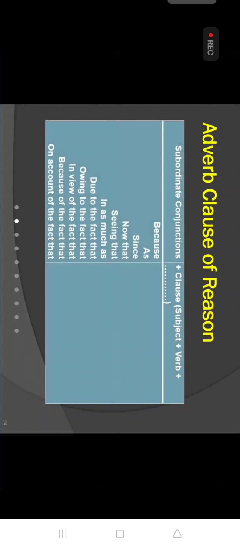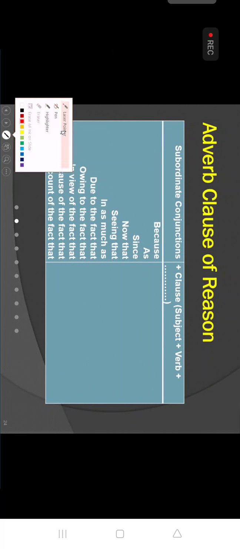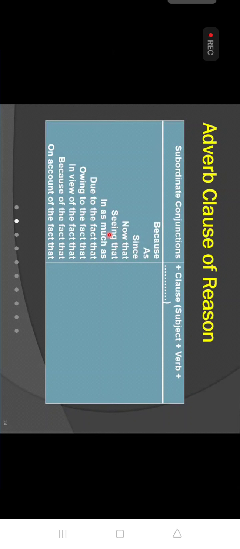So these are the conjunctions and the phrases. Some are not conjunctions, everybody, like you can see at the bottom here. They are not conjunctions. From seeing that, inasmuch as, to the bottom, they are not conjunctions. They are just prepositions, but they can also be used in the adverb clause to talk about the reason. So we have because, since, they usually use these three words, right? But now that is also an adverb of reason we can put there.